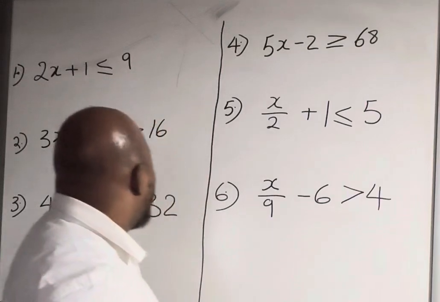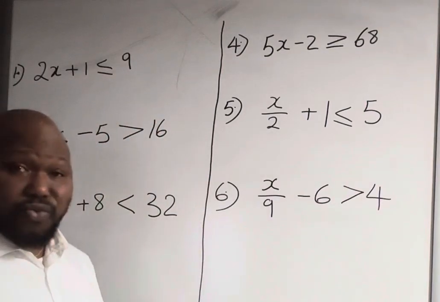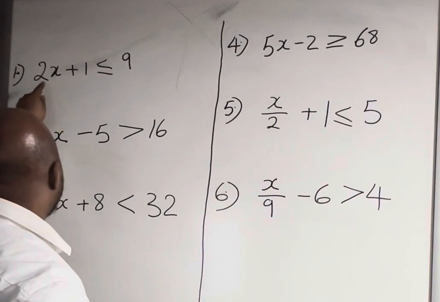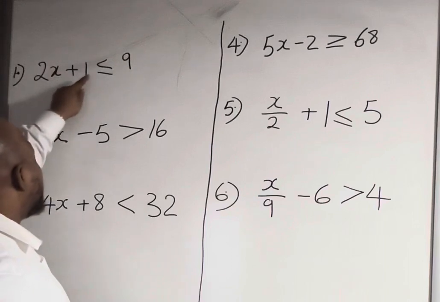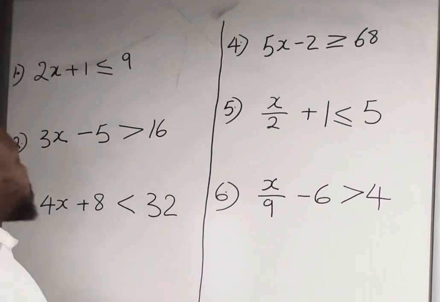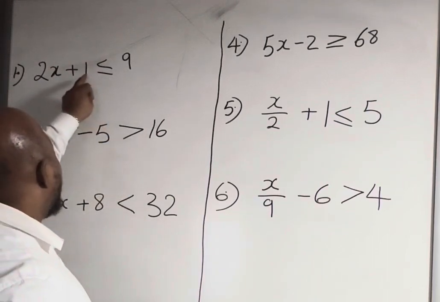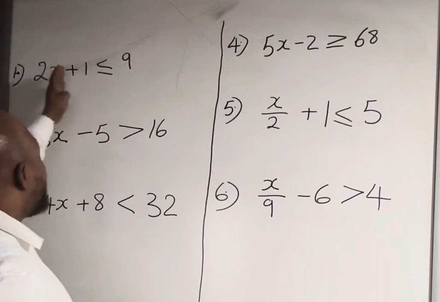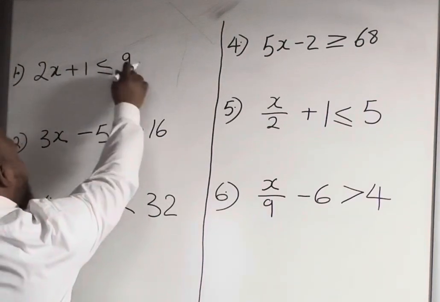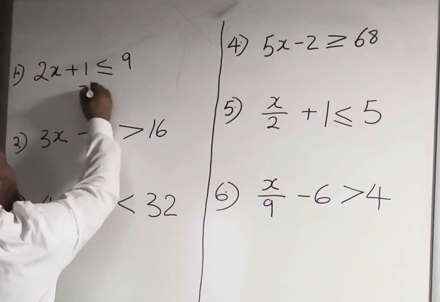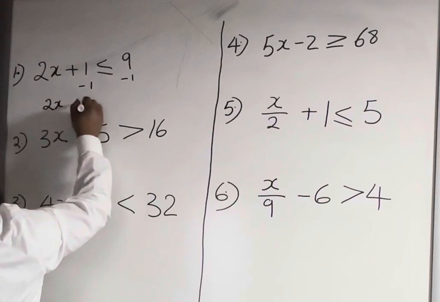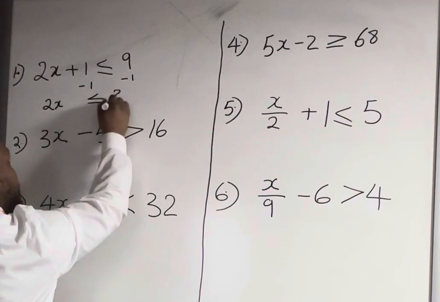So the questions are also very straightforward, just like the one we did the last time. The first one is 2x plus 1 is less than or equals to 9. In this case, what you need to do first is remove 1 from both sides, like we did the last time. So if you minus 1 from both sides, this will be 2x less than or equals to 8.